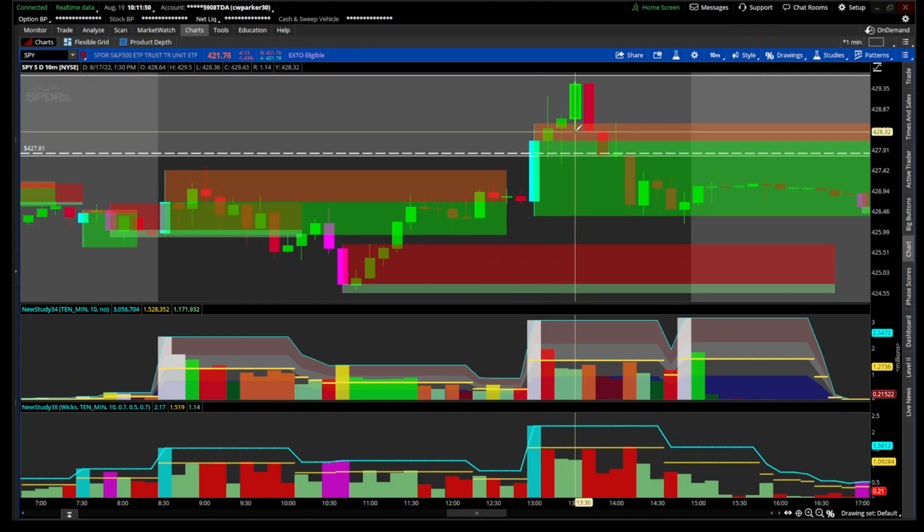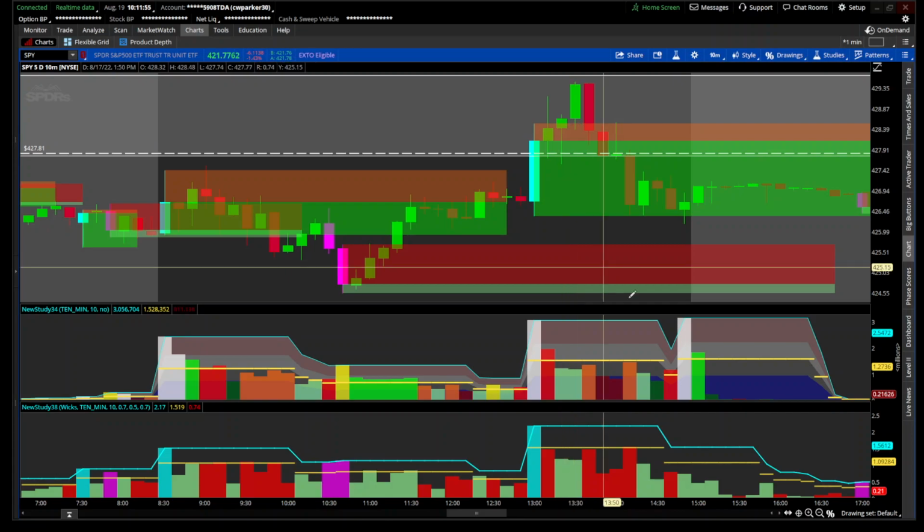So that's why I say you can use it as a support and resistance indicator.